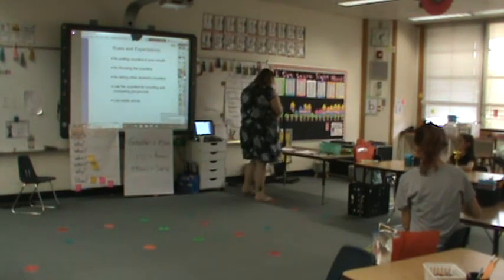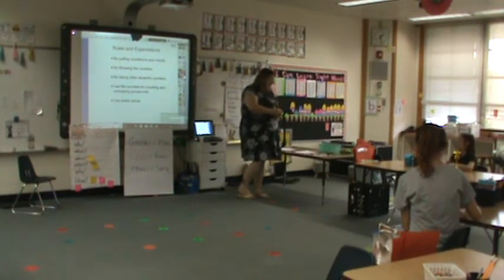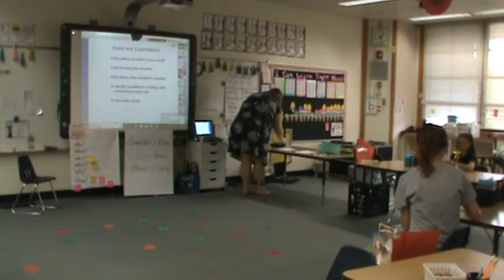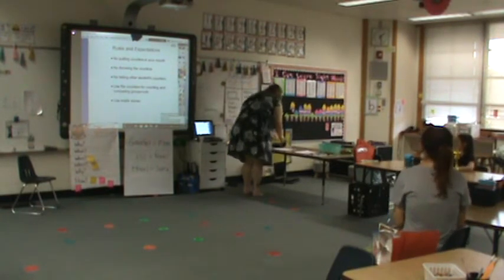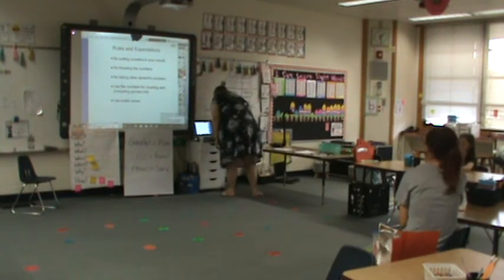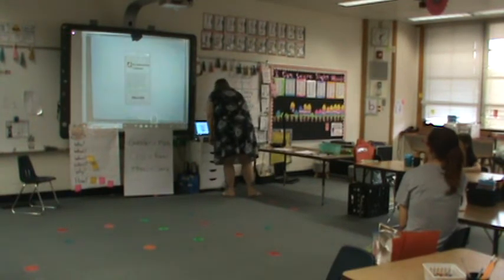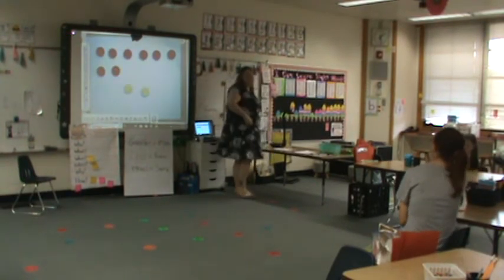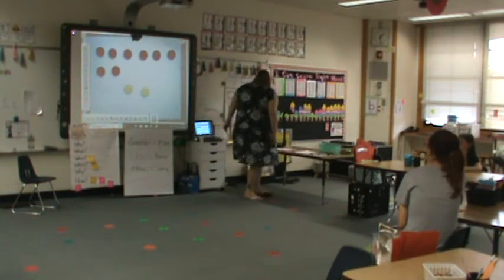All right, I need you to put 8 counters on red. It's very important to follow direction. 8 counters on red. And 2 on yellow. Just like I have on the board. All right, I'm going to pull popsicle sticks.